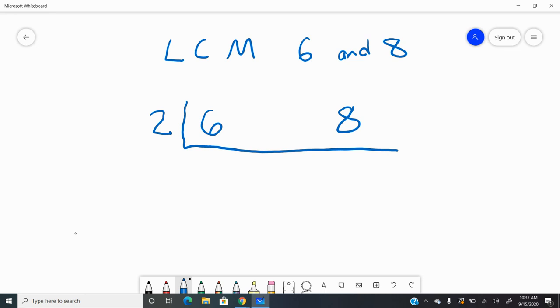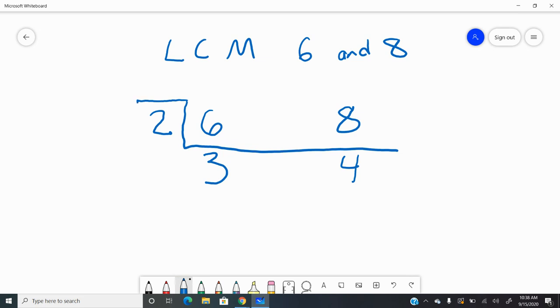And then pretty much I'm going to take this 6 and I'm going to divide by 2, and I'm going to put my answer down here. So 6 divided by 2 is 3. Now I'm going to do this 8 over here. 8 divided by 2 is 4.